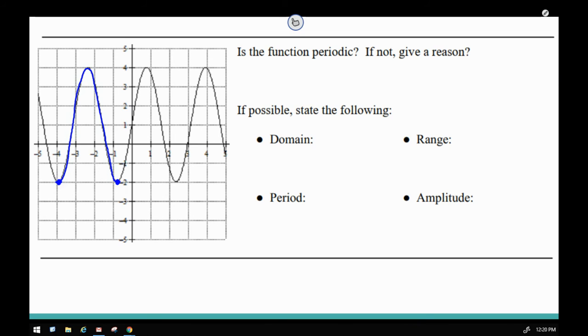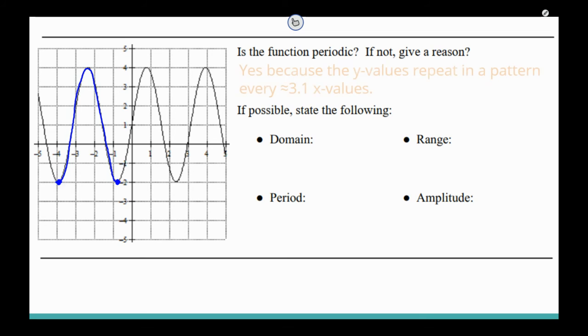When I looked at it, I just said it was 3. But if you look really closely at your paper, it's actually a little bit more than 3. Because if you go 3 from here, then it's a little bit further. So they call it about 3.1.